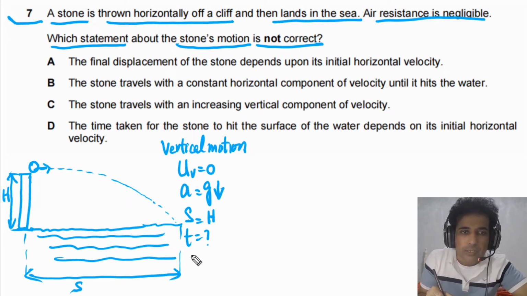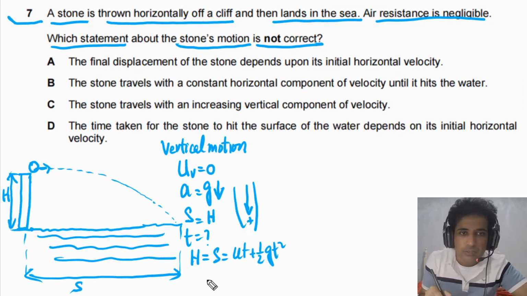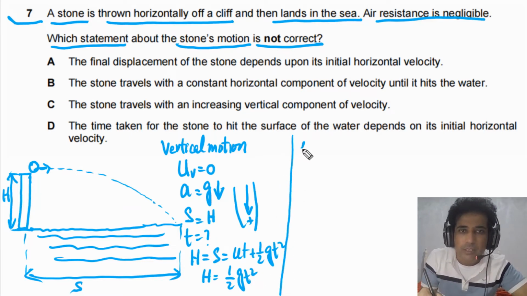In order to calculate time taken, simply we can use H is equal to s, and this is equal to ut plus 1/2 gt squared, because acceleration is uniform in this case. And we will take downwards as positive. So this displacement is positive and displacement is equal to H. u is equal to 0. So simply we get 1/2 gt squared. From here we can say the time taken to reach the surface of the sea is equal to 2H divided by g, or simply you can take the root of this. So this is the time taken.